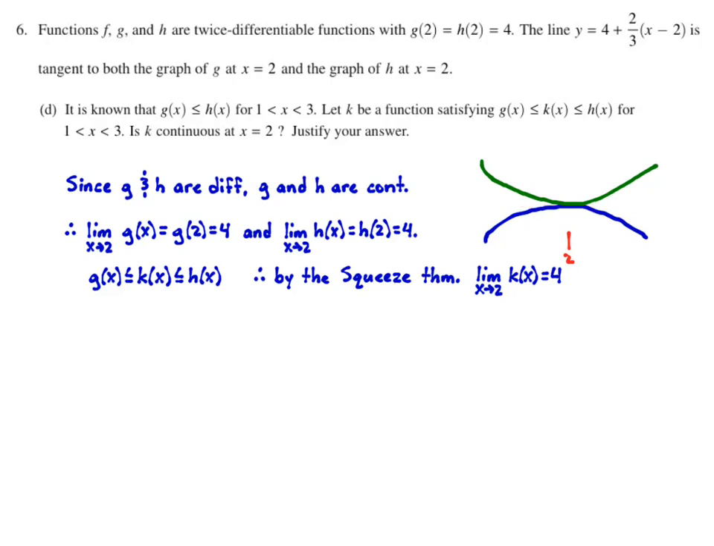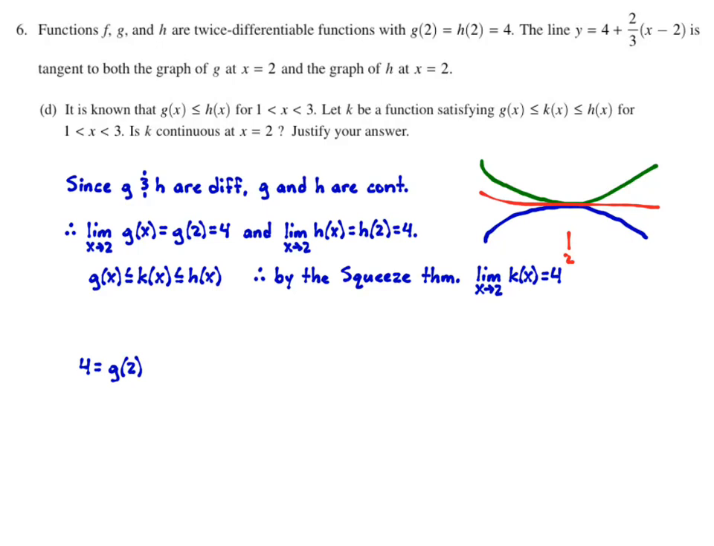That is not a good picture of this. That is not either. Let's see if I can do this again. That's a little bit better, but let me adjust that. So you can see if the red line represents the k function, its limit will also be 4 as x approaches 2 because it's in between there. So now we know the limit as x approaches 2 of k of x is 4.